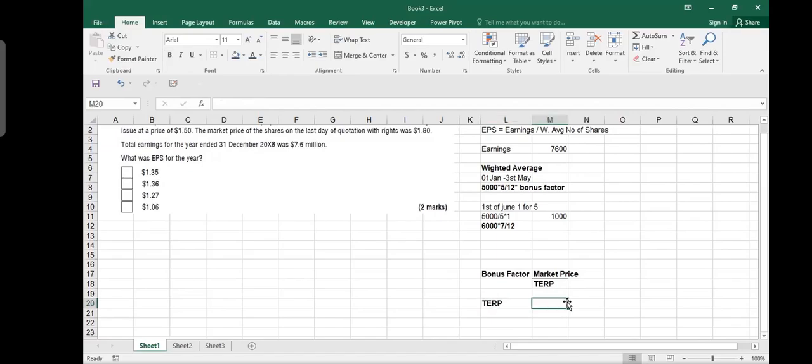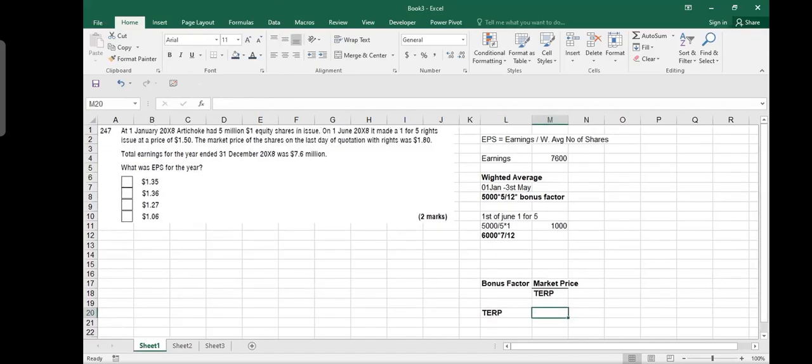Listen, guys, you were selling shares for $1.80. This was the market price of the share. It is given in the question that one share is selling for $1.80. You started issuing new shares at $1.50. You said that whoever has 5 shares, I will give him one new share at $1.50. Yes or no? Yes. Now, when you are issuing shares at a lower price, don't you think that the market price of the share will go down? Yes, sir. It will go down.